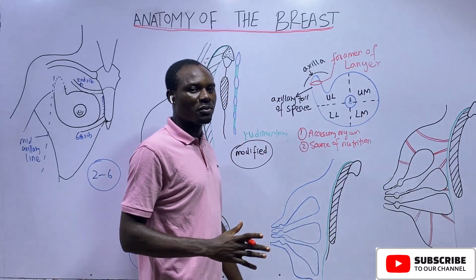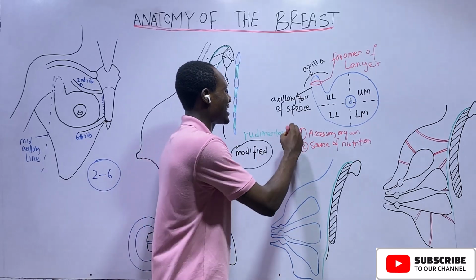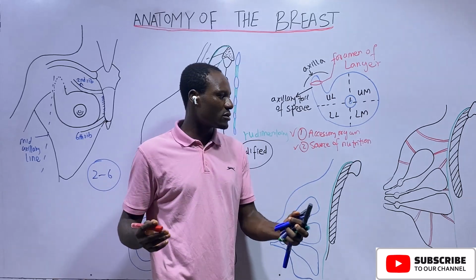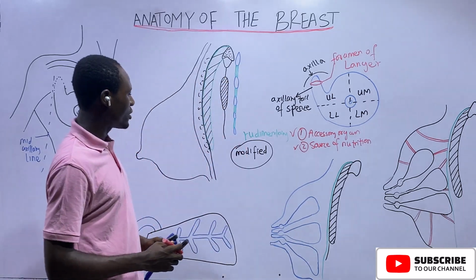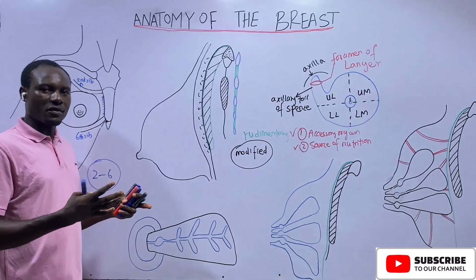And those are the two most important functions. It's a source of nutrition for the newborn, and it's an accessory organ of the female reproductive system. So those are the two major functions of this organ right here. So now, what are the various components of the breast?